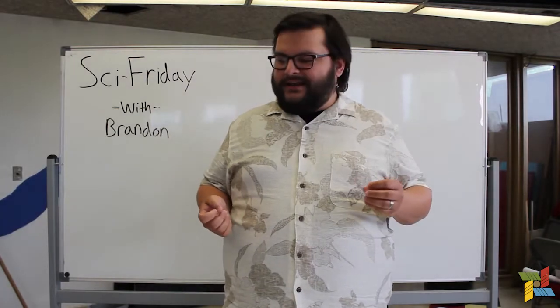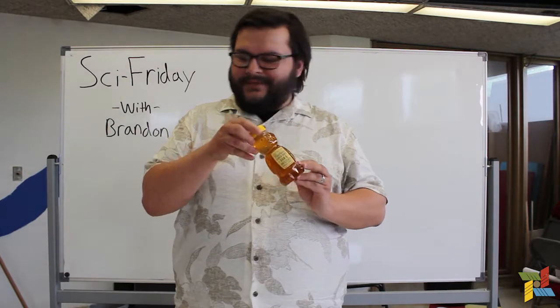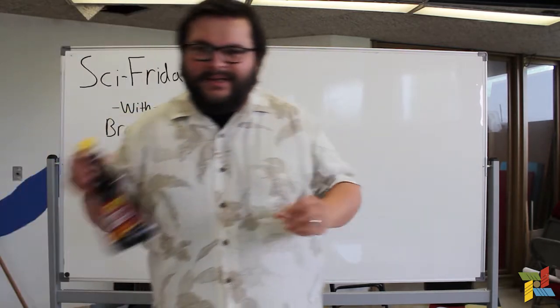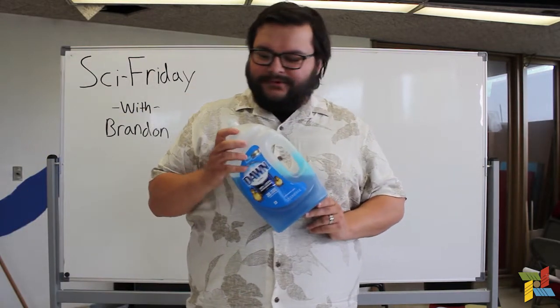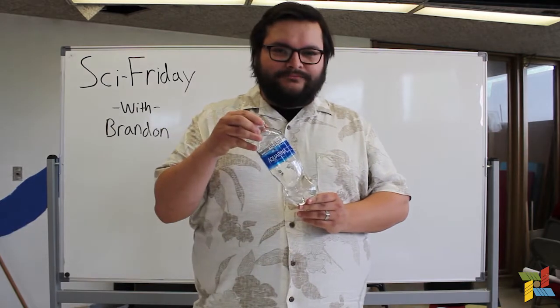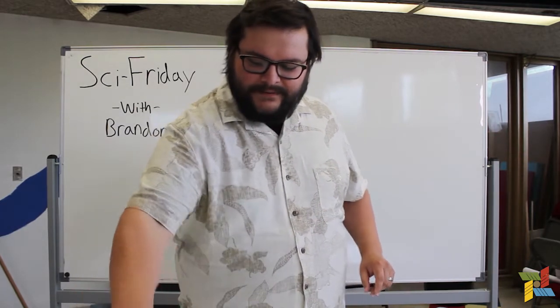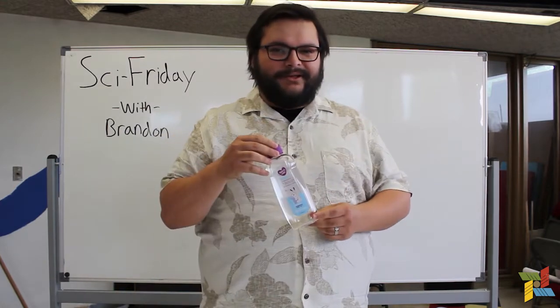Our first ingredient in our 8-layer density experiment is honey. Second, we have pancake syrup. And then a slightly lighter one, we have what's called light corn syrup, regular dish soap, milk, water, vegetable oil, and last but not least, baby oil.